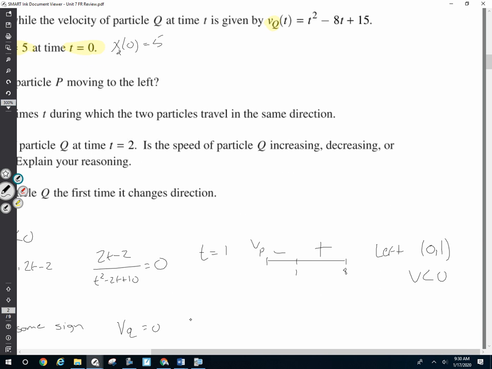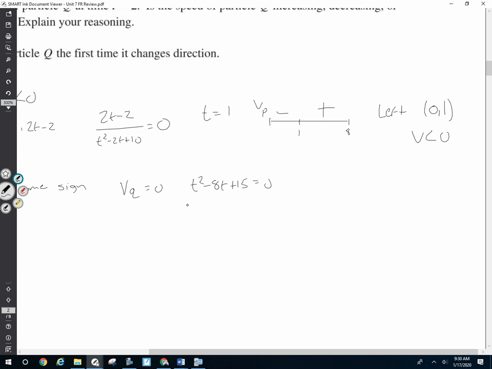To analyze the velocity, I've got to do a sign analysis. I got t squared minus 8t plus 15. I'll set that equal to 0. I get (t minus 5)(t minus 3). Set that equal to 0. I get t equals 5 and 3.